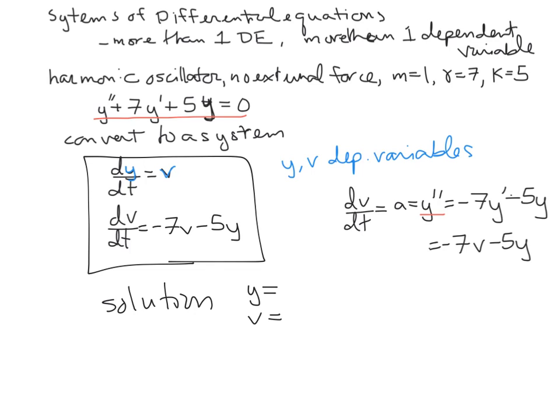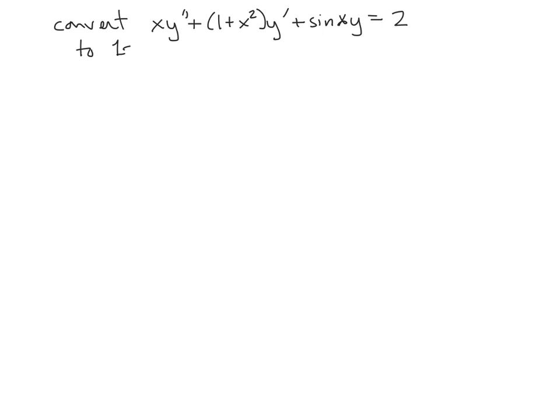All right, so let's do another example of converting. So let's convert x times y double prime plus (1 plus x squared) y prime plus sine of x times y equal to 2. Let's convert this to a first order system. Notice that those were both first order differential equations that I had in the last video, to a first order system.